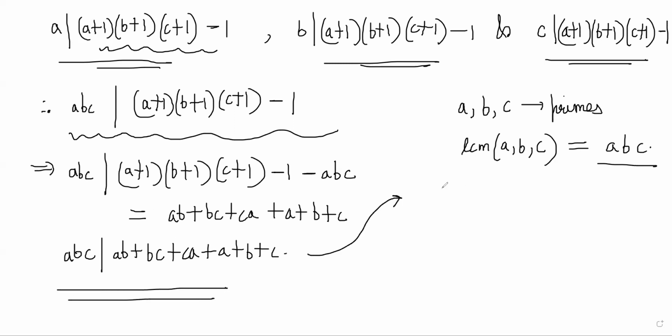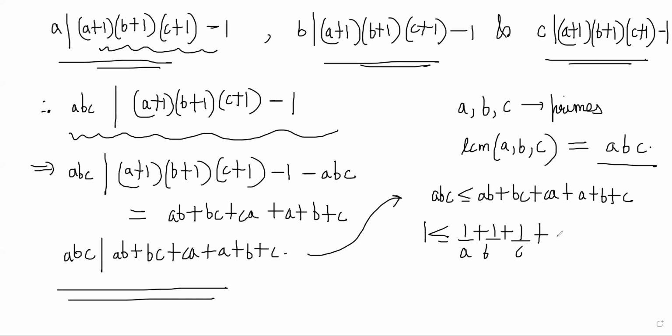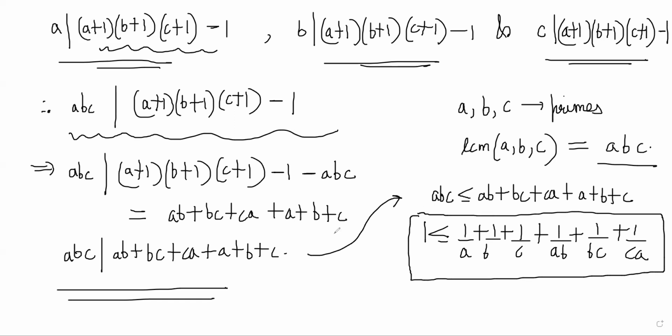From this, we can divide by ABC on both sides, or we can make an inequality like this: ABC is less than or equal to AB plus BC plus CA plus A plus B plus C, which implies 1 is less than or equal to 1 by A plus 1 by B plus 1 by C plus 1 by AB plus 1 by BC plus 1 by CA, right? This is what we have concluded, this inequality. Let's work on this on the next screen.